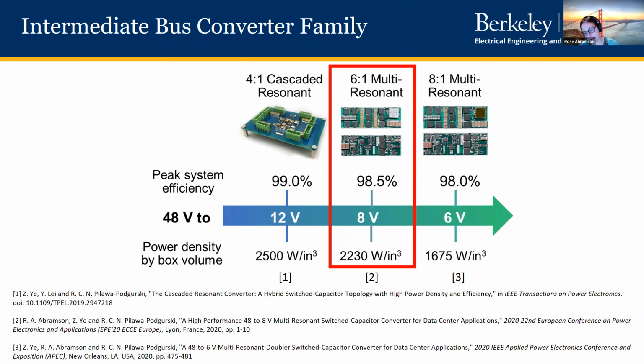And you can see that if you change that conversion ratio while using a lot of the same techniques, you can change your overall peak system efficiency and power density. As you reduce your conversion ratio, you get a little bit better performance, and if you increase your conversion ratio, you get a little worse performance. But overall, we've been able to create a family of intermediate bus converters that you can pick and choose between depending on your application requirements. Maybe your application wants a higher conversion ratio, or maybe you can handle a lower one, and you can pick the best topology for that application.